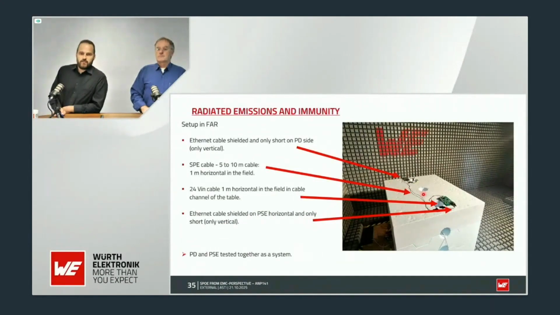Now, how does this look in the EMC chamber? Here you can see our small anechoic chamber in Waldenburg. We will have the PSE here and the PD there. In this case, we are using a self-made twisted pair cable. In this case, at least we have 1 meter of horizontal cable in the quiet zone of the antenna and the chamber. Our DC input cable will be routed inside the table in this cable channel here with 1 meter horizontal. And then we have also our Ethernet cable going down.